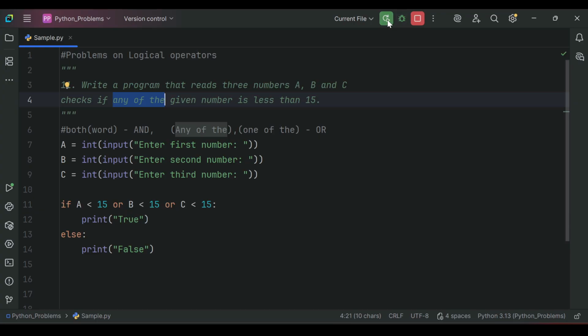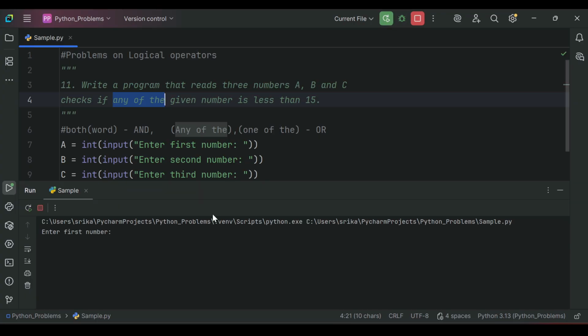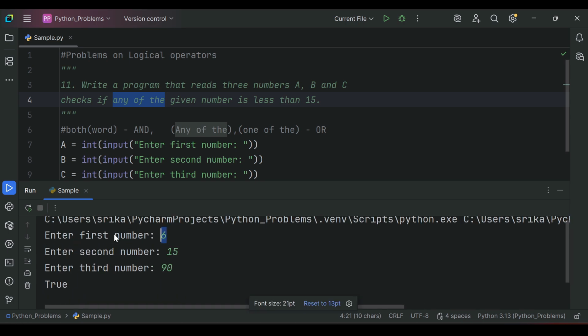Now see. Here one number I am giving 6, another number 15, and another number 90. See here, true. Why? Because here one number is less than 15, so the condition is satisfied and the output is true.